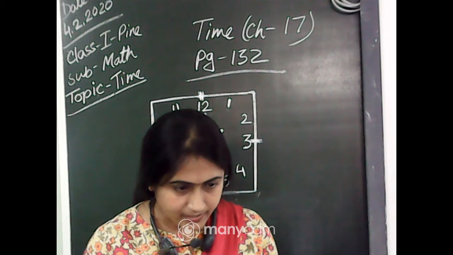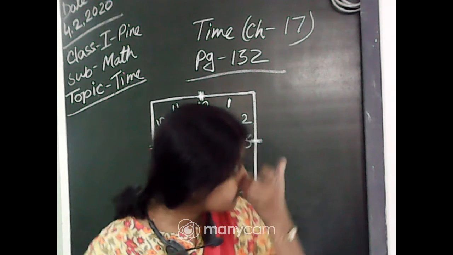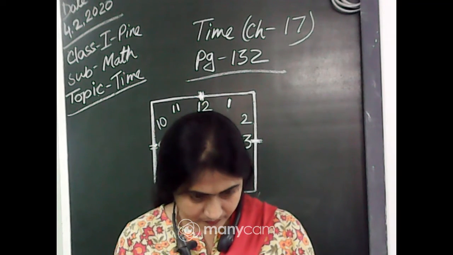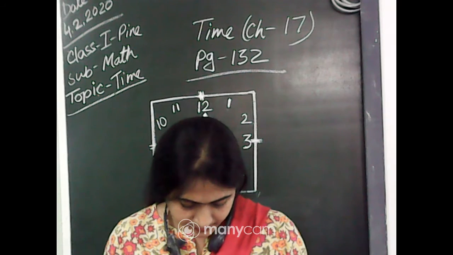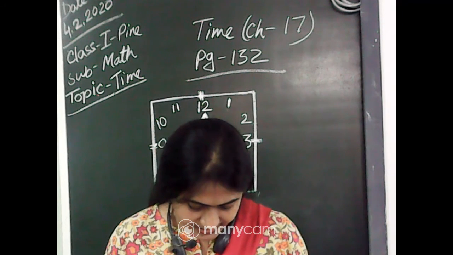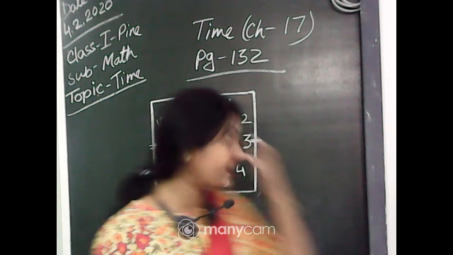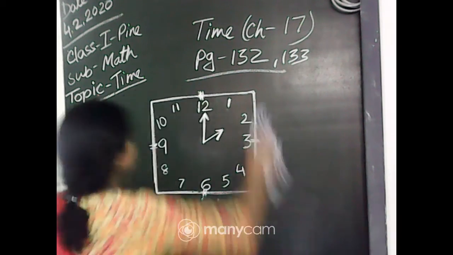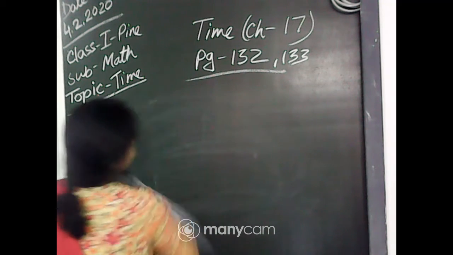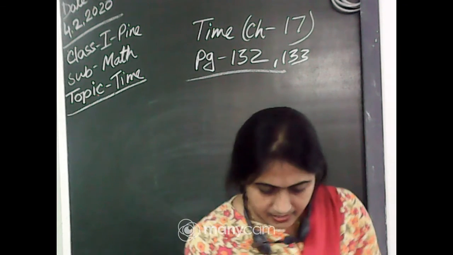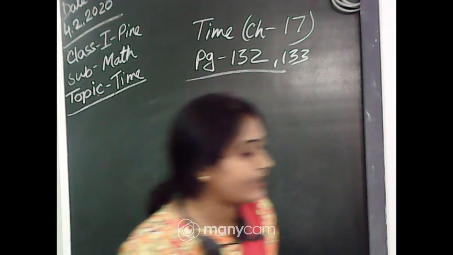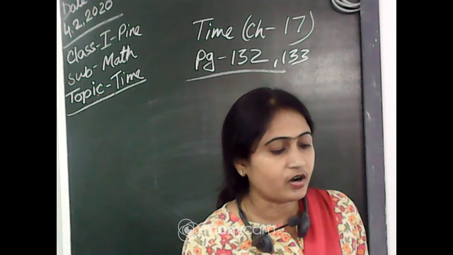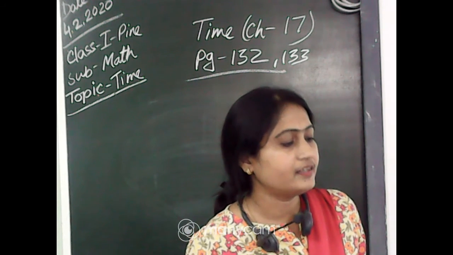Is your math composite book open or not, beta? Then open page number 133. Very good. Page number 133, let's start now. List the sum of your daily activities according to the parts of the day in the given chart: morning, afternoon, evening and night.